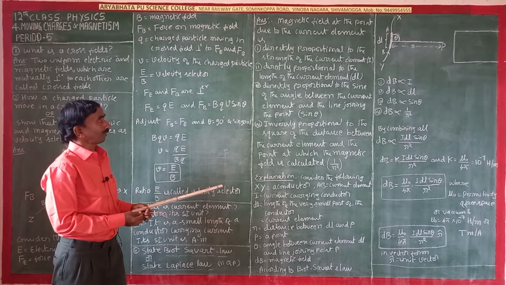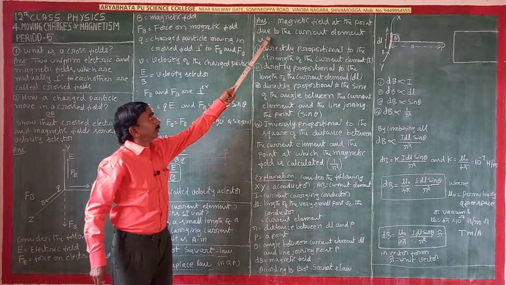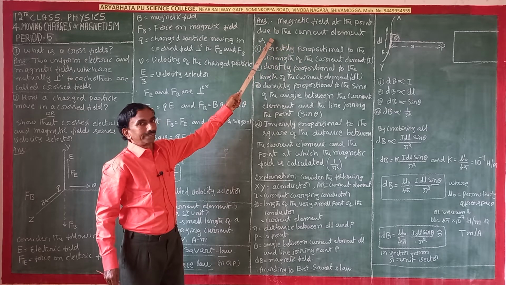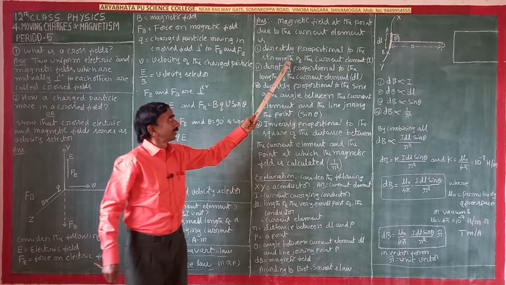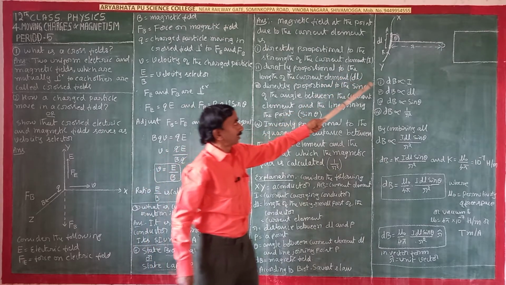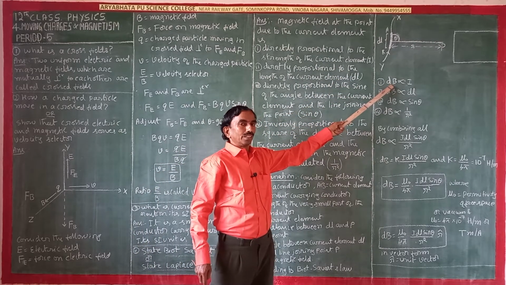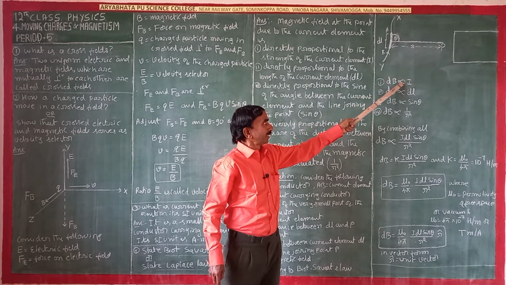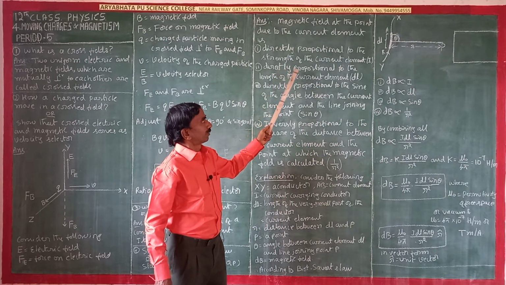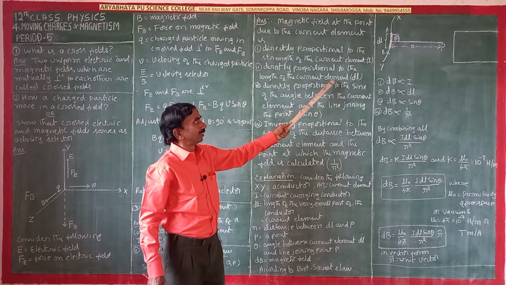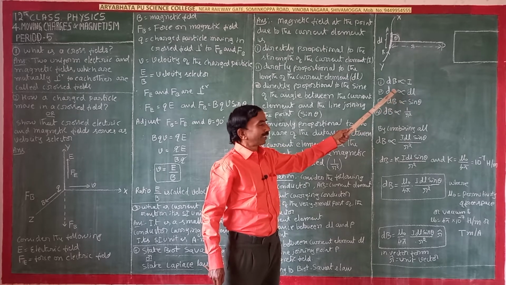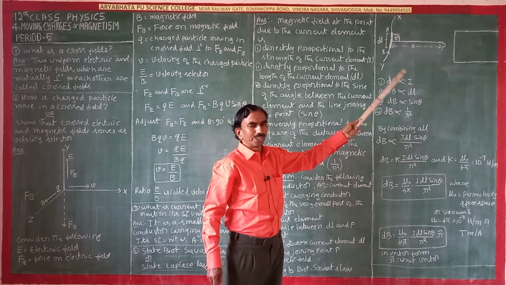The magnetic field at a point due to a current element is directly proportional to the strength of the current element. dB, the magnetic field at the point P, is directly proportional to the strength of the current I, and directly proportional to the length of the current element dl. dB means a very small magnetic field, and dl means a very small length.